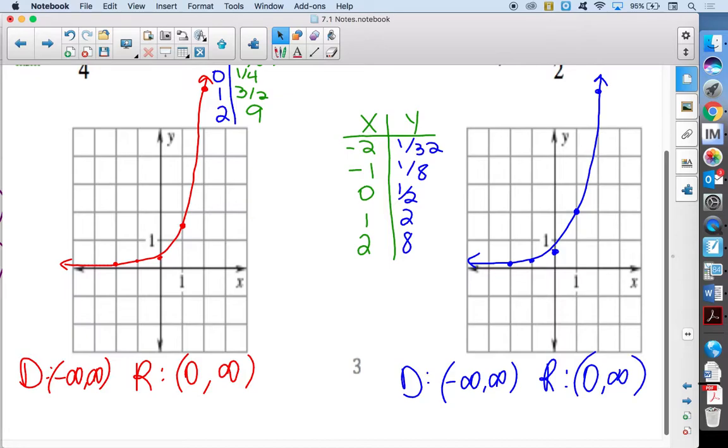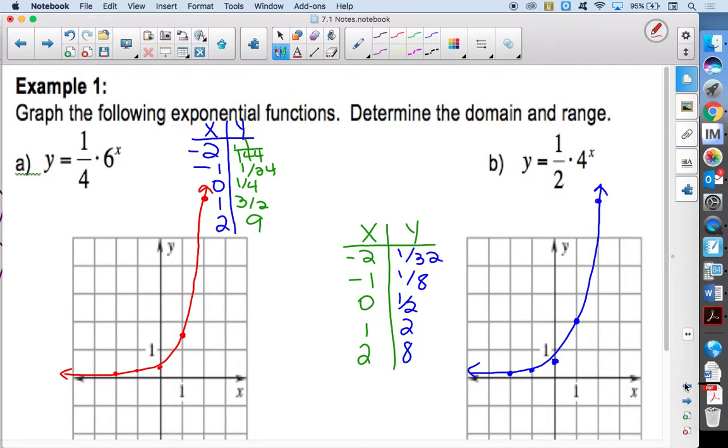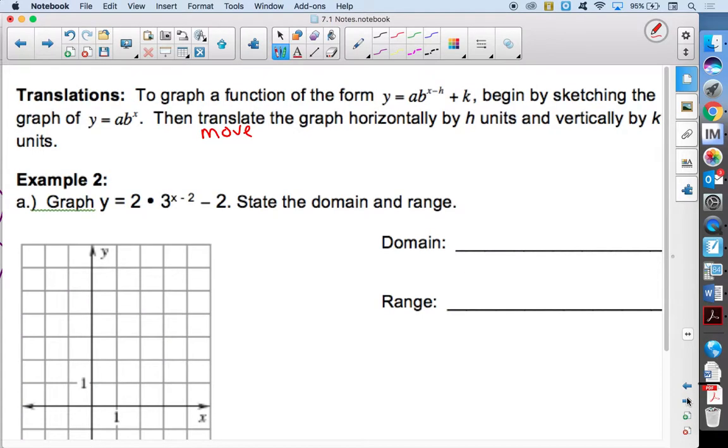So Kate said, when does the domain or range change? And I said the domain never changes, but the range is going to change when we apply a translation to the graph. Translate's another way of saying move, slide, shift, whatever word you want to use. So to graph a function in the form a, b to the x minus h plus k, h and k are back in the problems. Begin by sketching the original graph, a, b to the x, which is what we just sketched over here. So that's the original graph, a, b to the power of x. So we're going to sketch that.